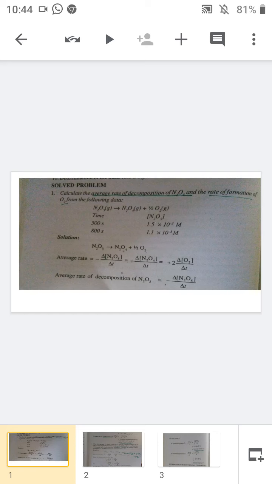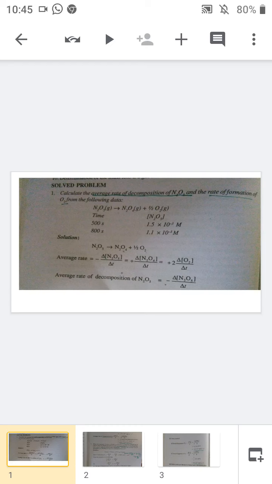So first of all, we should write the equation which is given in the question, that is N2O5 gives N2O4 plus half O2. And according to the definition, the average rate is equal to the change in concentration of the reactant with respect to time, or change in concentration of the product with respect to time. So the average rate, according to this equation, is equal to minus delta N2O5 divided by delta T, that's equal to plus delta N2O4 divided by delta T, that's equal to plus 2 into delta O2 divided by delta T.